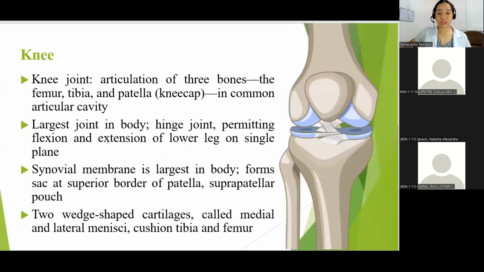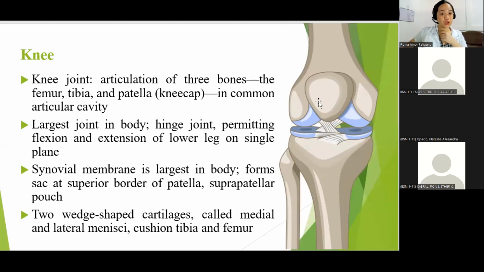Your knees, your knee joint: the femur, the tibia, and the patella. The patella is your kneecap. Yan. Yung nahahawakan mo dyan na minsan kapag natunggol mo ay parang masakit. That is the kneecap. This is the common articular cavity.